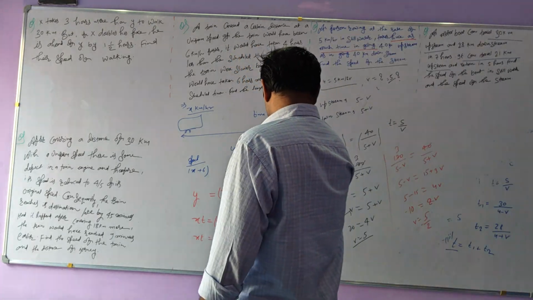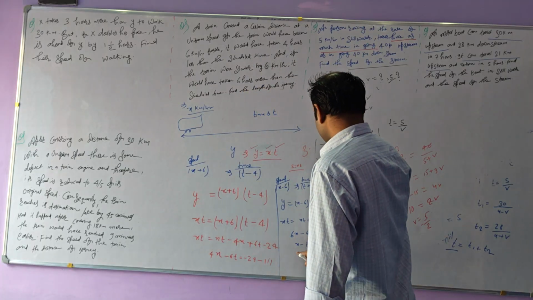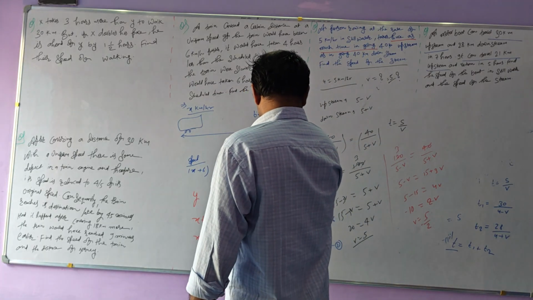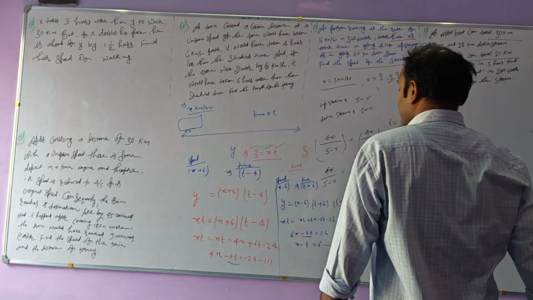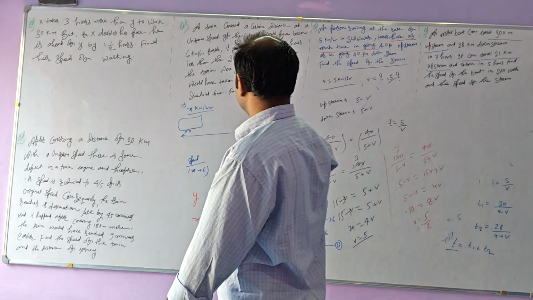Otherwise, we can directly cancel out 60 and 60. When we compare both the equations, we get the result.